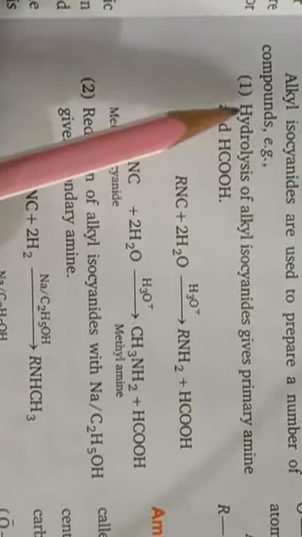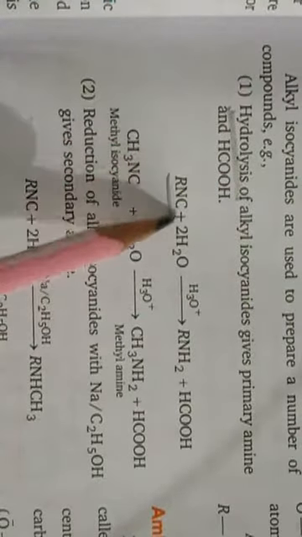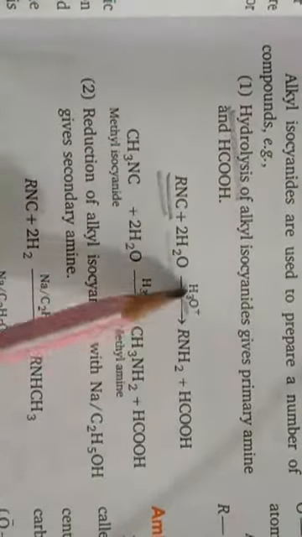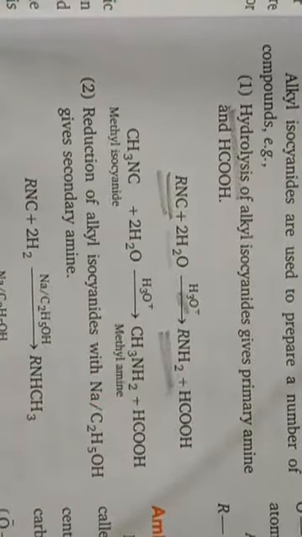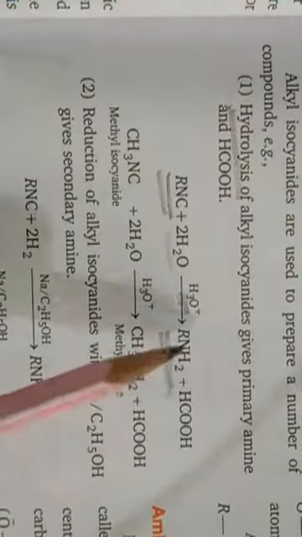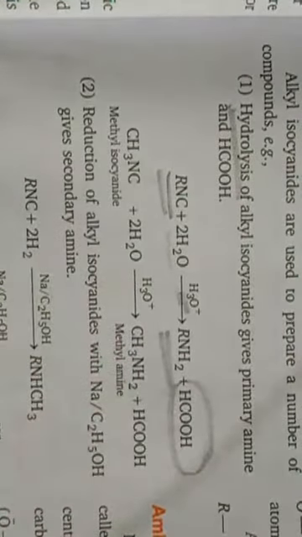Okay, now how can we use this alkyl isocyanide in different conversions? So first is hydrolysis. So alkyl isocyanide can be hydrolyzed to primary amine. Okay children, primary amine, and always formic acid will form as a byproduct.